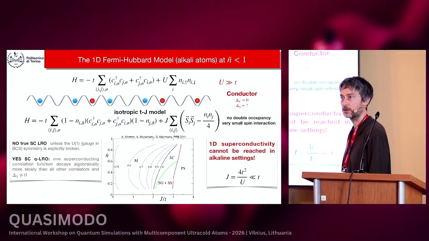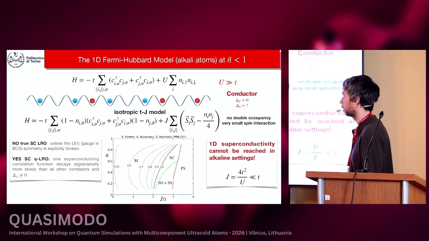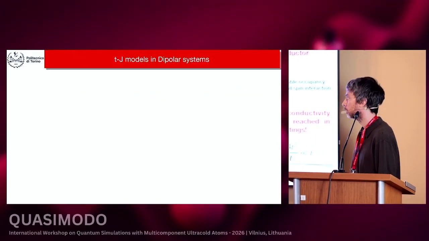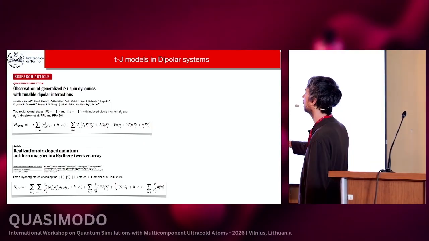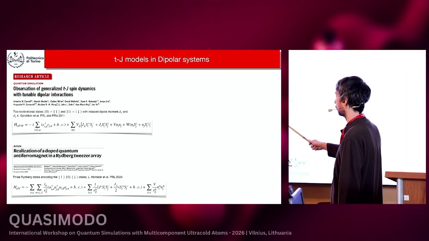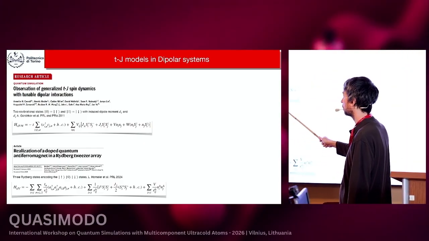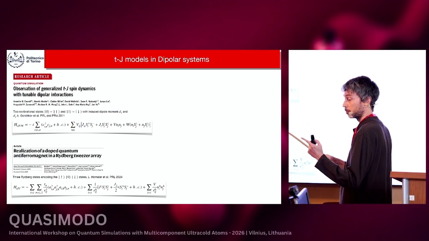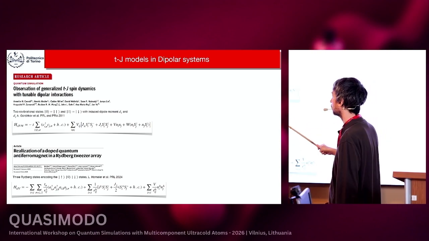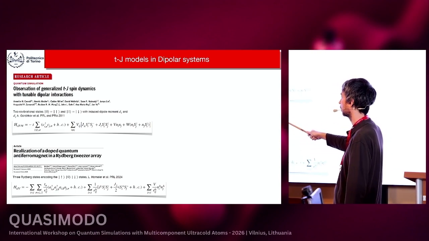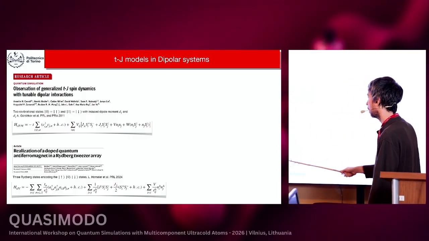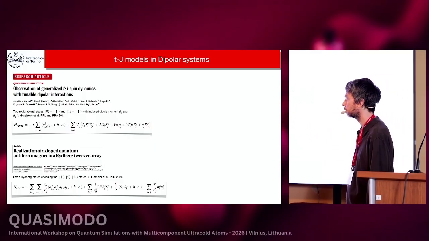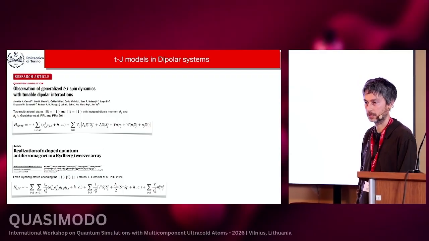Now, in order to try to overcome these limitations, people in our community started to think about different platforms where we can go beyond this TJ description. There have been a couple of fantastic experiments. The first one has been performed at JILA, where they use polar molecules in rotational states in order to have a mapping between rotational states and spin up and spin down particles, or in the group of Antoine Browaeys, where they used a 3-level Rydberg setup.